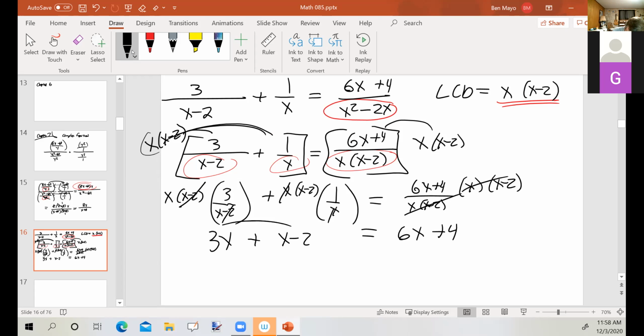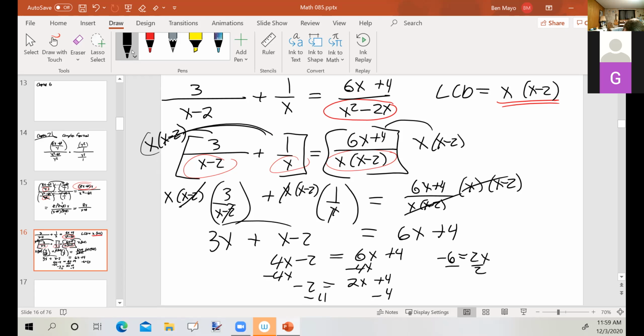On the left side, I can combine like terms. 4x minus 2 equals 6x plus 4. I'm going to solve for x on the right side, so I'm going to subtract 4x from both sides. Negative 2 equals 2x plus 4. Subtract 4 from both sides. Negative 6 equals 2x. Divide by 2, x equals negative 3.